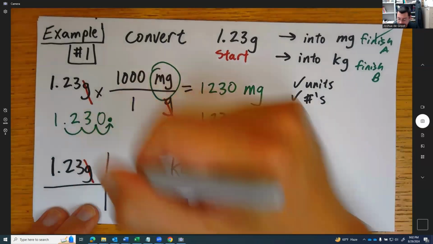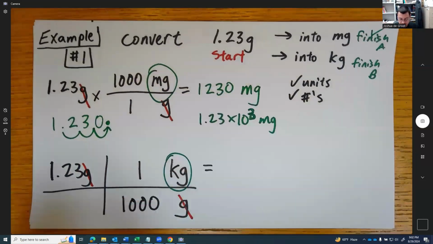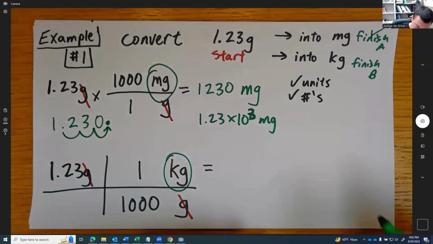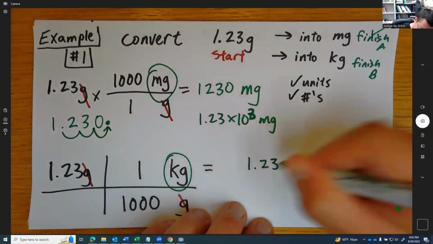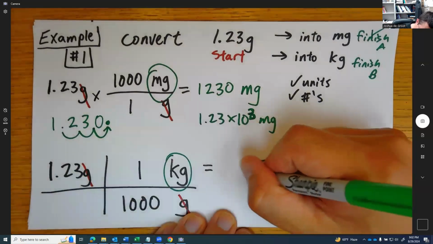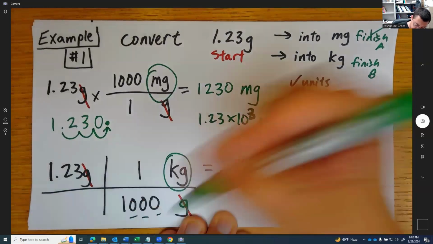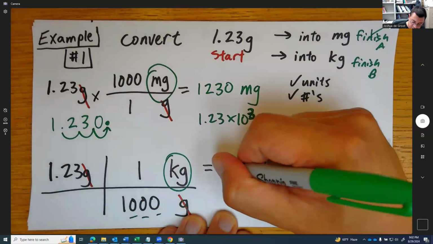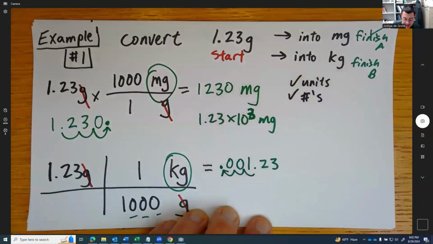Goodbye, grams. Hello, kilograms. Okay, so 1.23 divided by 1,000. All right, I can do that in my head as well, or on paper. So now that our number is getting smaller, we have to move the decimal point 3 times for 3 zeros, 3 times to the left, and there's our new decimal point. It's going to create 2 zeros there in the process.